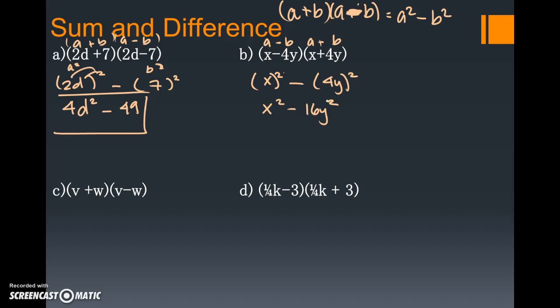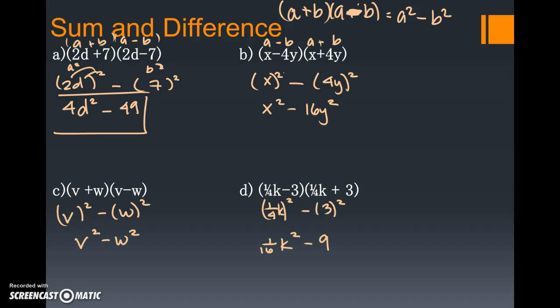Try C and D on your own, and I will show you my answers. Yep, there's a fraction there, but it's not a bad one to deal with. For C, you have v² - w² after you square each term. And then for D, (1/4 k)² - 3² gives you 1/16 k² - 9. That 1/4, don't forget, is just 1/4 times 1/4. So 1 times 1 is 1, 4 times 4 is 16.